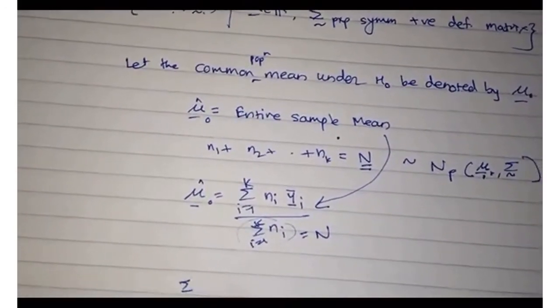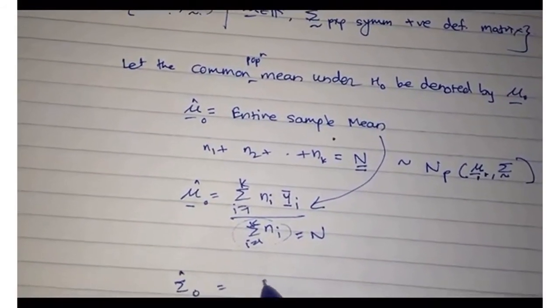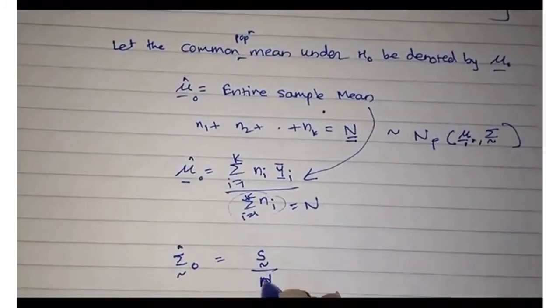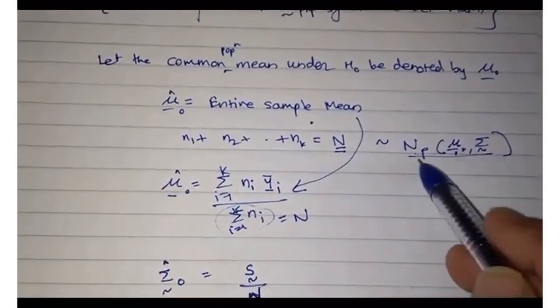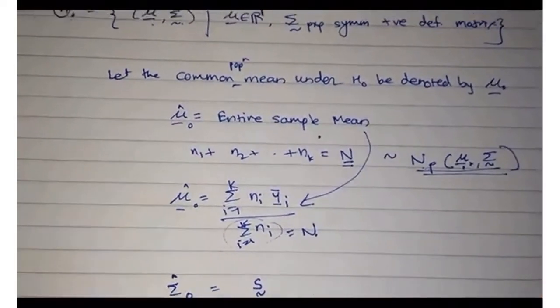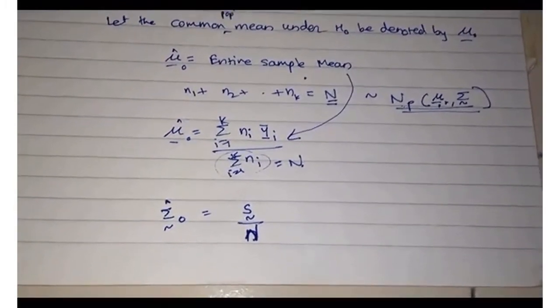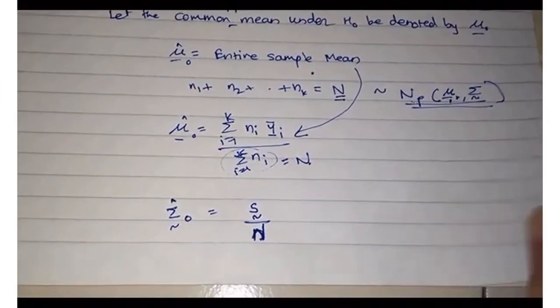The estimate of sigma under H0 would actually be the overall CSSP matrix divided by capital N. Again, this is coming from the fact that under H0 you have a single sample of size capital N coming from NP mu sigma. So your mu hat and sigma hat are the same as the MLEs that we derived earlier. Now the question is, what happens to mu hat and sigma hat when you are not under H0, that is, when you are in the overall parameter space.